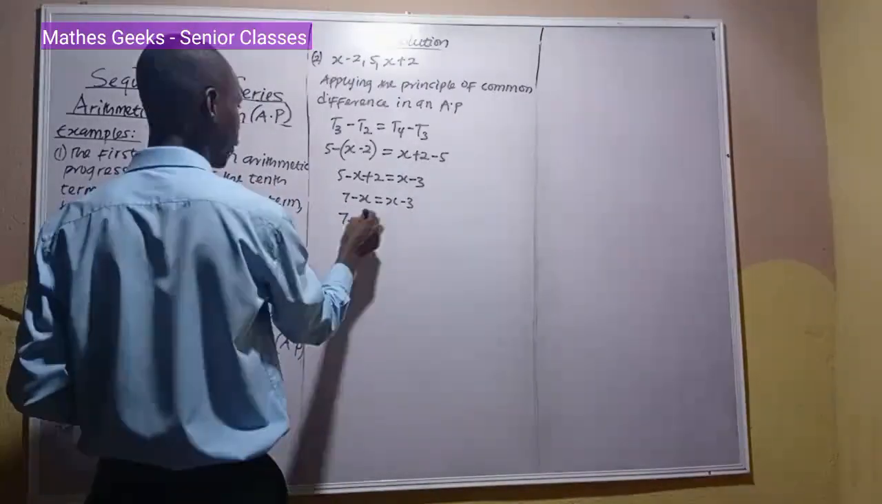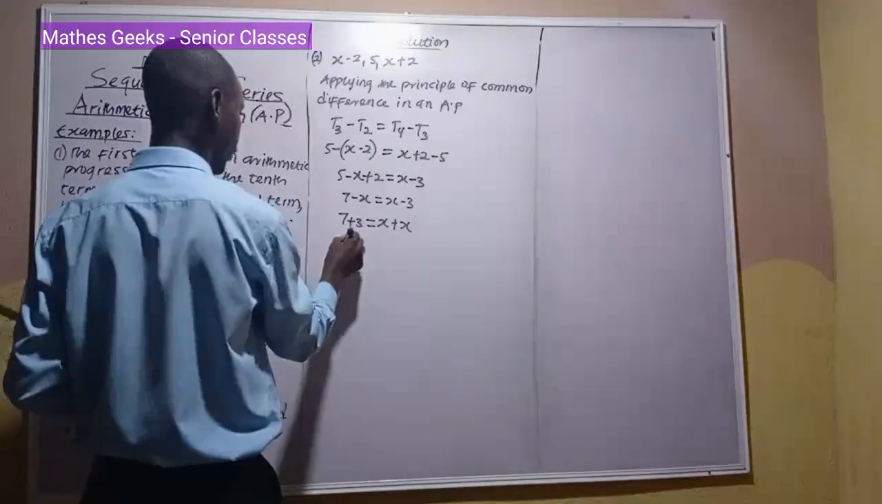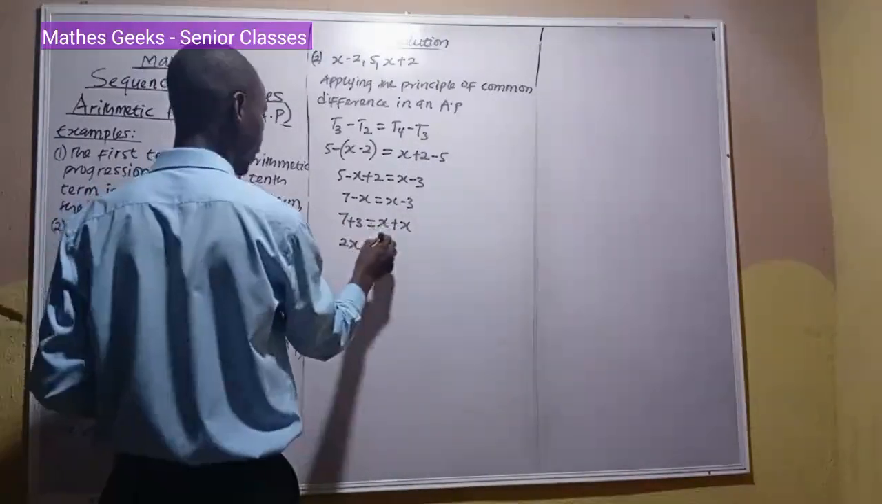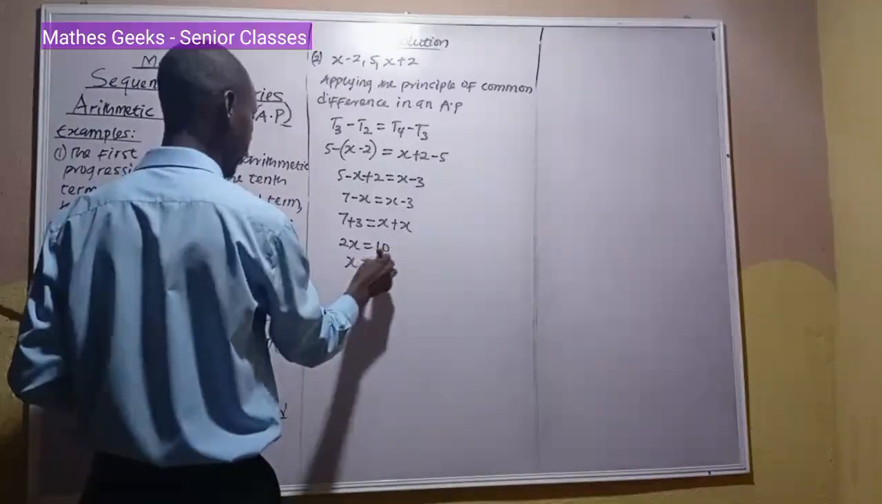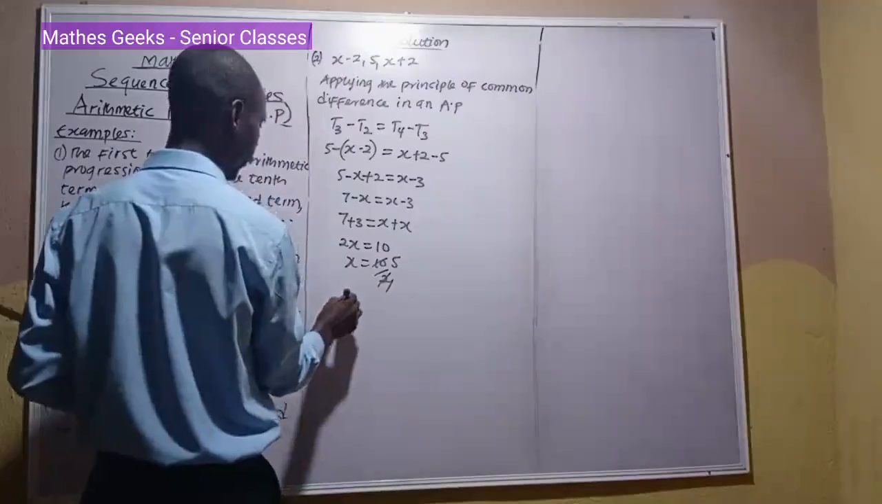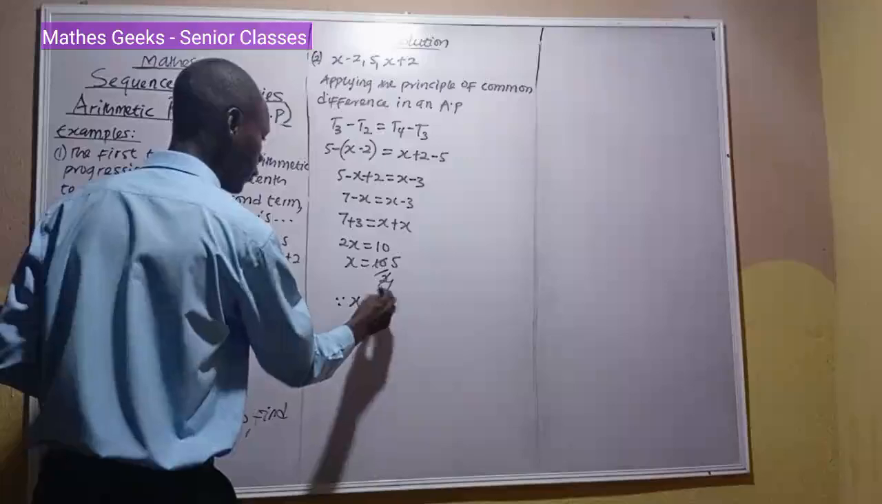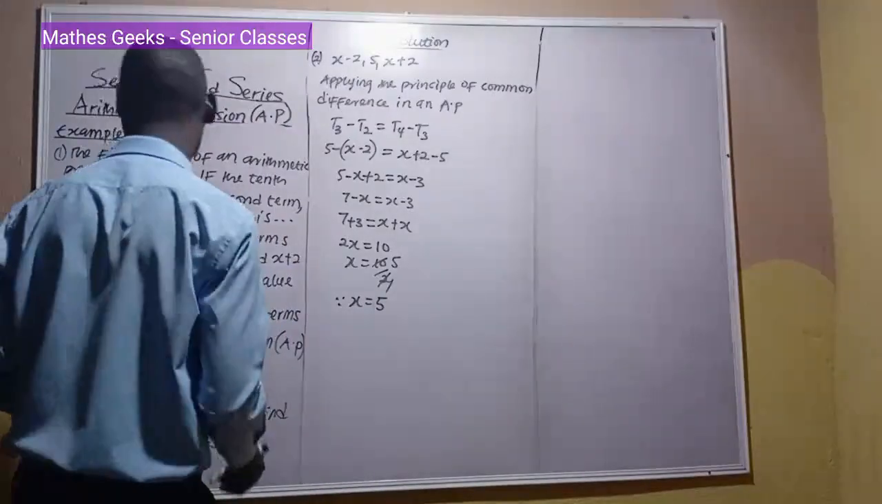Collect like terms. 7 plus 3 plus x plus x. x plus x is 2x, and 7 plus 3 is 10. So x is equal to 10 over 2. 2 into 10 is 5. Therefore, x is equal to 5.